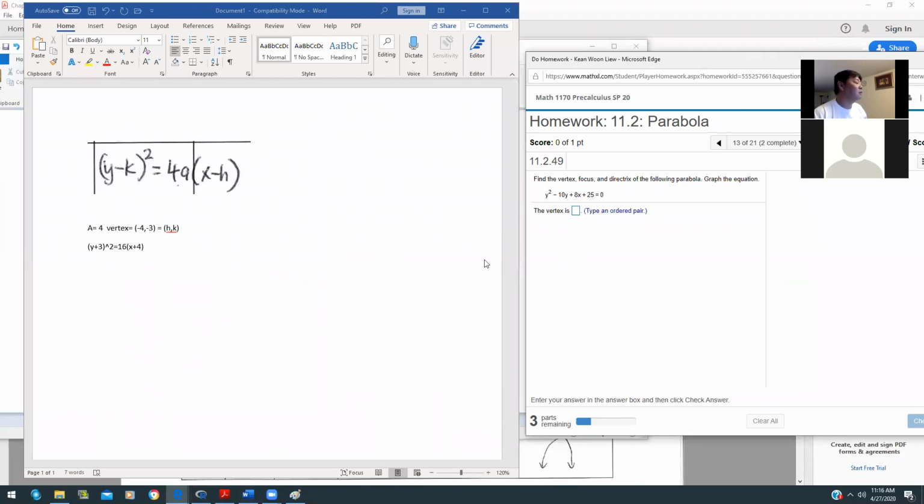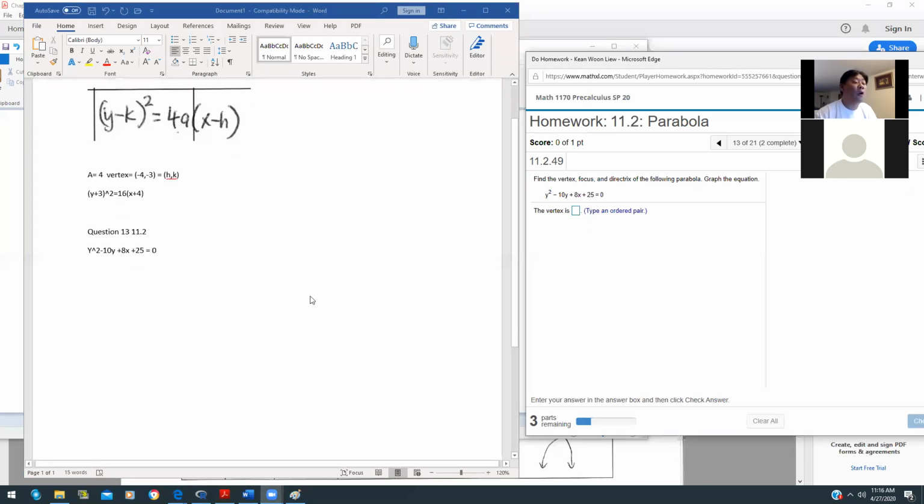Mitch, Amelia, Mong, how do you do this question? This is question 13 in 11.2. Anyone know how to complete the square? y squared minus 10y plus 8x plus 25 equals 0. Anyone know how to do this? Because this is the one that is on your test, and this one is worth around 10 points in your test. That's why I need to emphasize this.